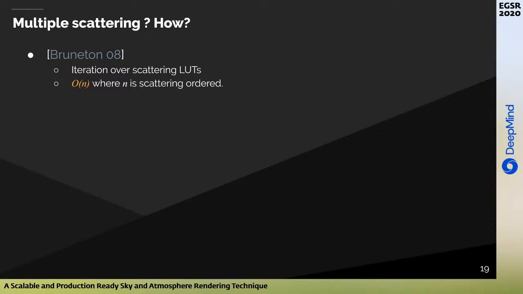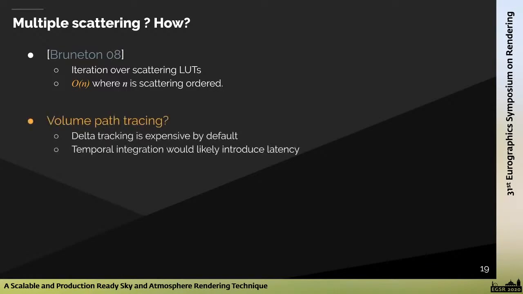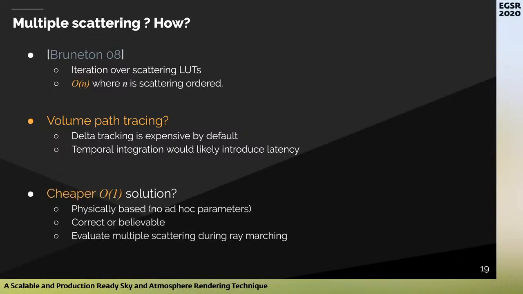So now, how do we evaluate multiple scattering? We already mentioned we would like to move away from high-dimensional tables and the iterative process from the Bruneton approach. The LUT should be cheap to compute, so path tracing is out of the question. We said we wanted a LUT that can be sampled while raymarching the atmosphere. So it should be cheap to generate and based on physically based parameters of the atmosphere.